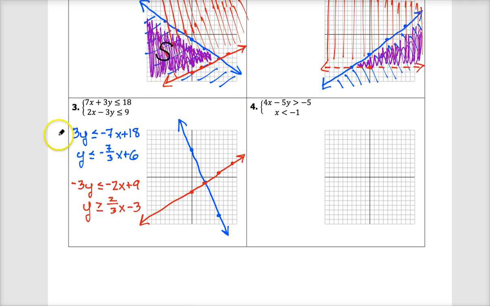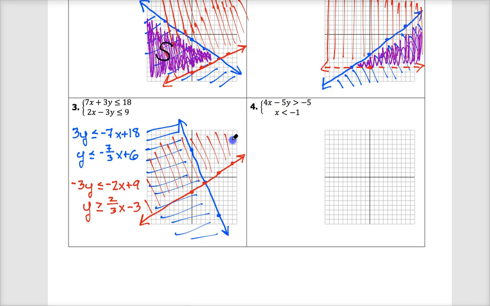Okay, let's do the shading since I forgot to do that for the blue line. So the shading for the blue line is below the line, so that's going to be this direction here. And the shading for my red is going to be above the line, so that's going to be this region here. So my crossover region, the one I'll do in purple, is this region here on the left. So it's going to be everything in this region.